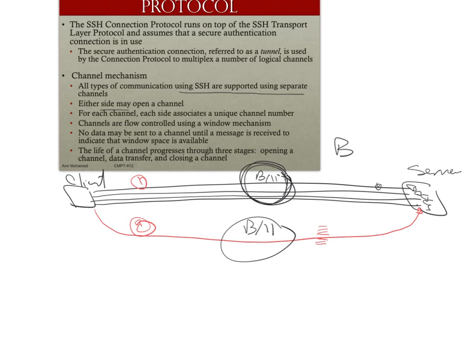So for example, if a client wants to get something, then the client may instantiate the channel and negotiate the channel mechanism. If the server downloads anything, the server may initiate.